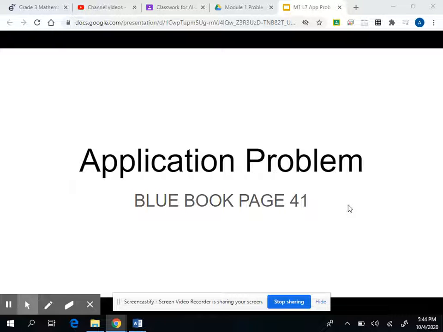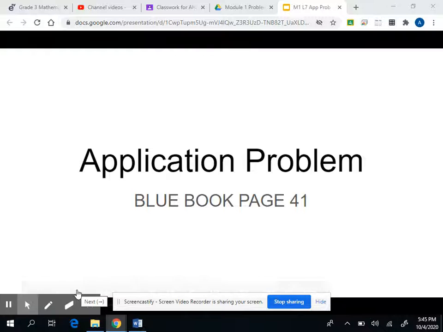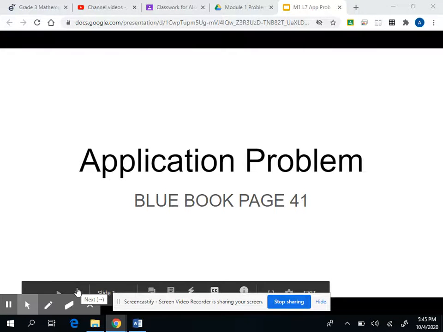All right, mathematicians, welcome to your word problem of the day, also known as the application problem. You will find this in your blue book on page 41. So if you do not already have your blue book open to the page, then pause the video and do that now. When you are on page 41, you may hit play. All right, moving on. Again, if you are not on the page, hit pause now and make sure you get to page 41 in your blue book.